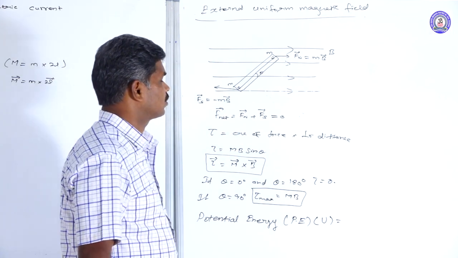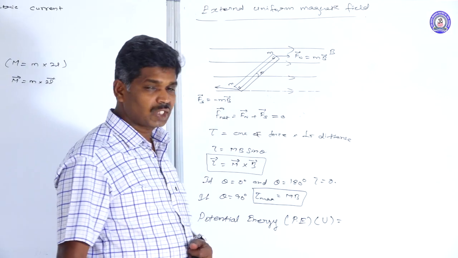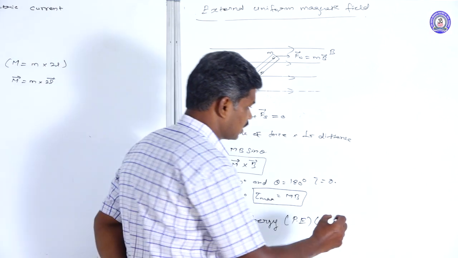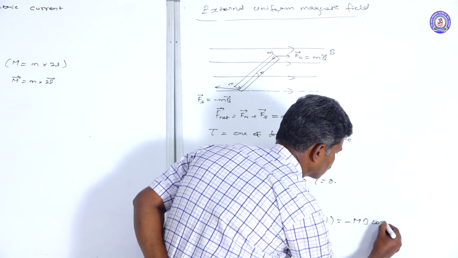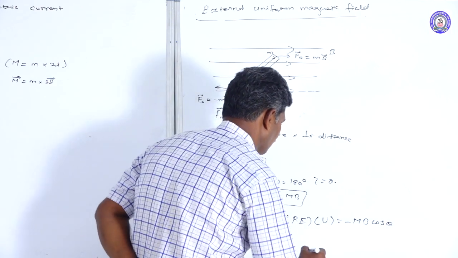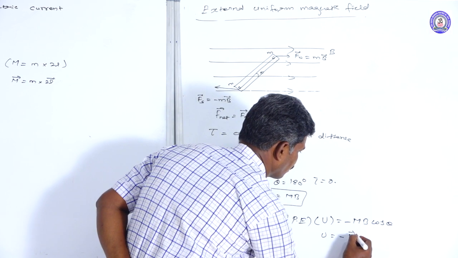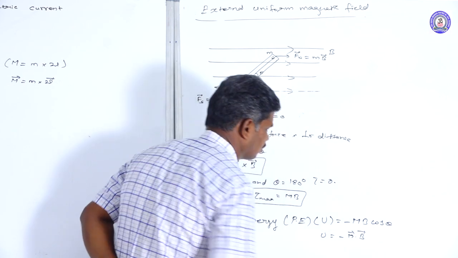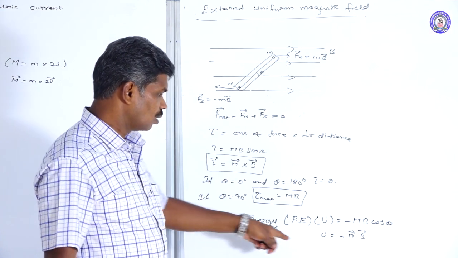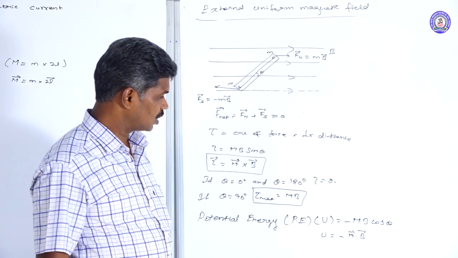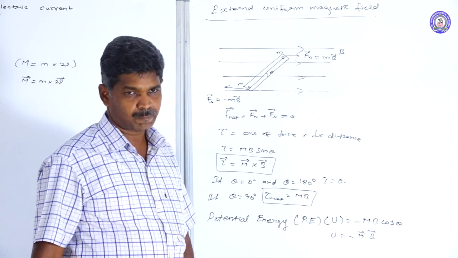At any position of the bar magnet, it has a certain potential energy that we can calculate, that is U = -mB cos theta. Then U is equal to minus m vector dot B vector. But torque is a cross product, because torque is a vector quantity. Potential energy is a scalar quantity. That's why U is equal to minus m vector dot B vector.